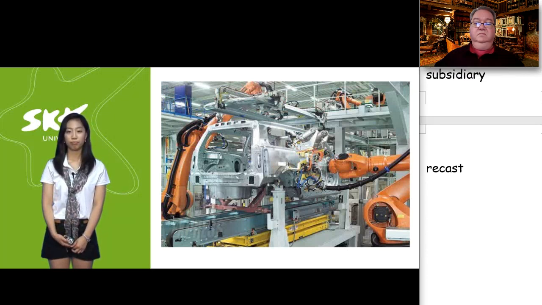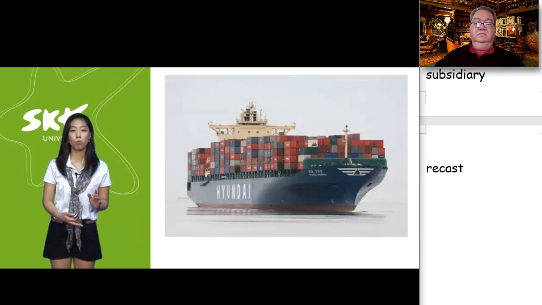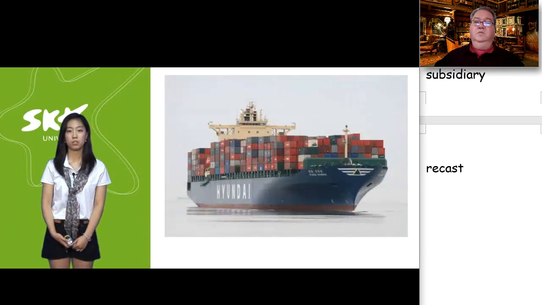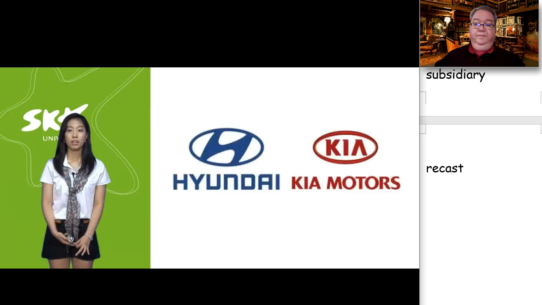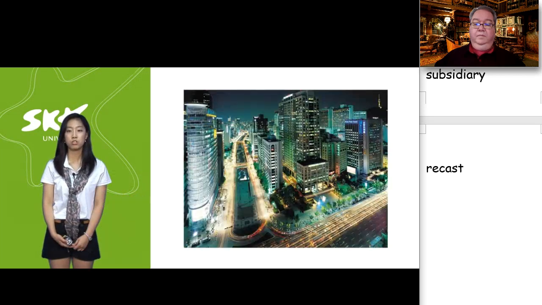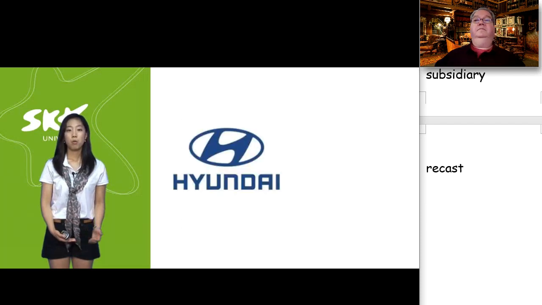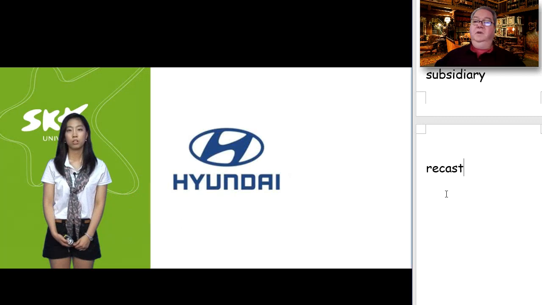Hyundai is also the world's number one manufacturer of ships. Wait, what company are we talking about? Hyundai Motors, right? Let me go back to that. Today, Hyundai Motors is the sixth largest car manufacturer in the world. So who's she talking about? Hyundai Motors, right? Okay, now.